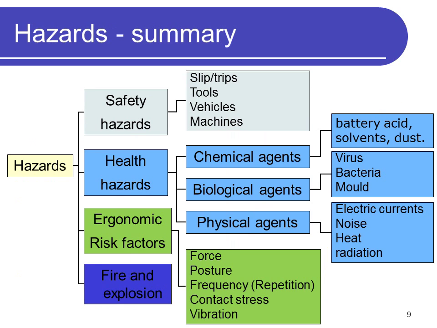If we think about the hazard summary that we are going to see in this course, in the first column we have hazard, then we have the four categories: the safety hazards, the health hazards, ergonomic risk factors, and fire and explosions. Then we have all the examples for safety hazards: slips, trips and falls, tools, vehicles in motion, machinery in motion. For the health hazards, there are three subcategories in light blue: chemical agents, biological agents, and physical agents, and all the examples on the right side in light blue. And then we have ergonomic risk factors, related to force, posture, frequency of repetition, duration, contact stress, and vibration. And the last one is fire and explosion.